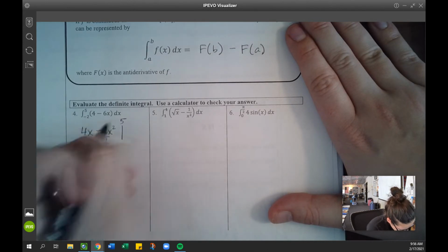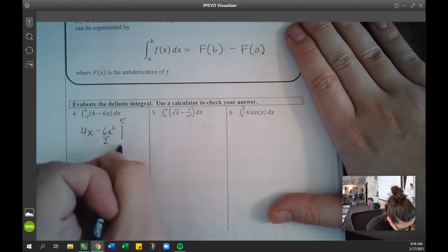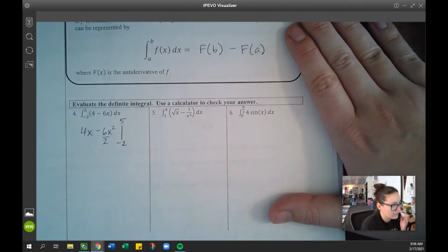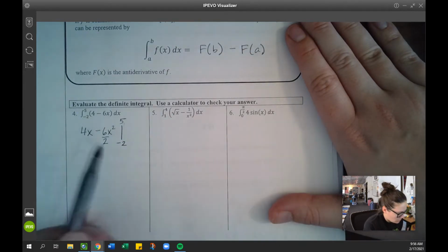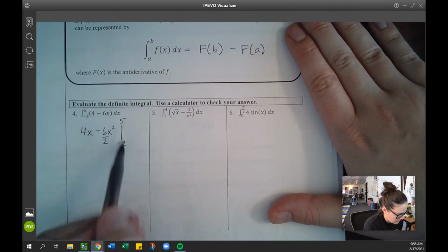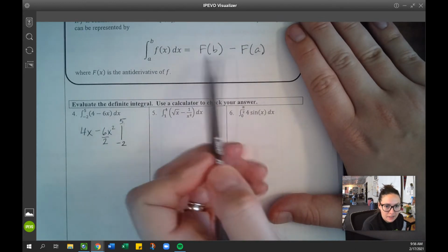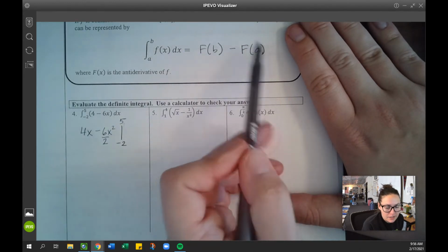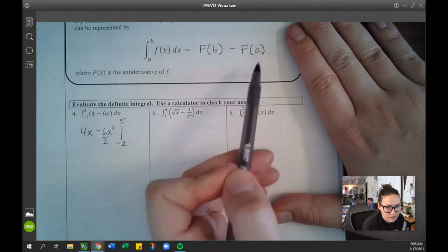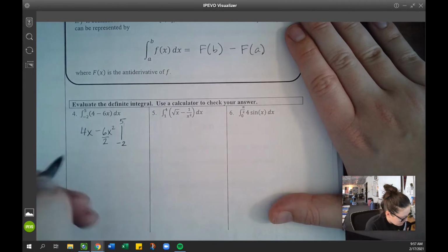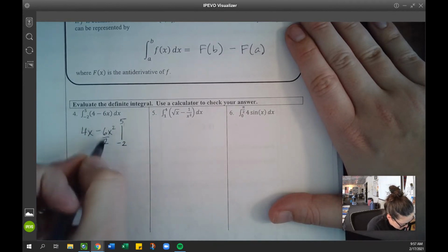And I'm going to put this line here with a 5 on top and a negative 2 on the bottom. This is the notation that you'll see, where I know I still have to plug in 5 and negative 2 into this, because like we talked about in the theorem, I have to take the antiderivative, but then I have to plug those numbers in. Okay, so this is really just 3, right?